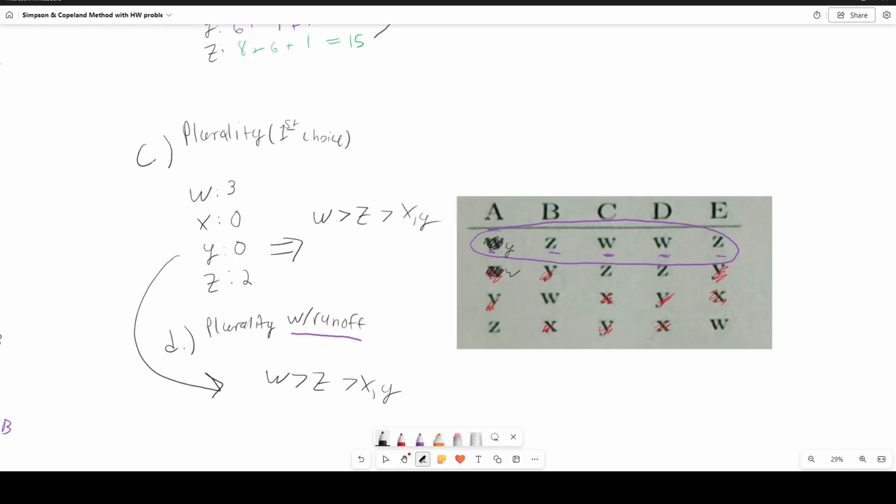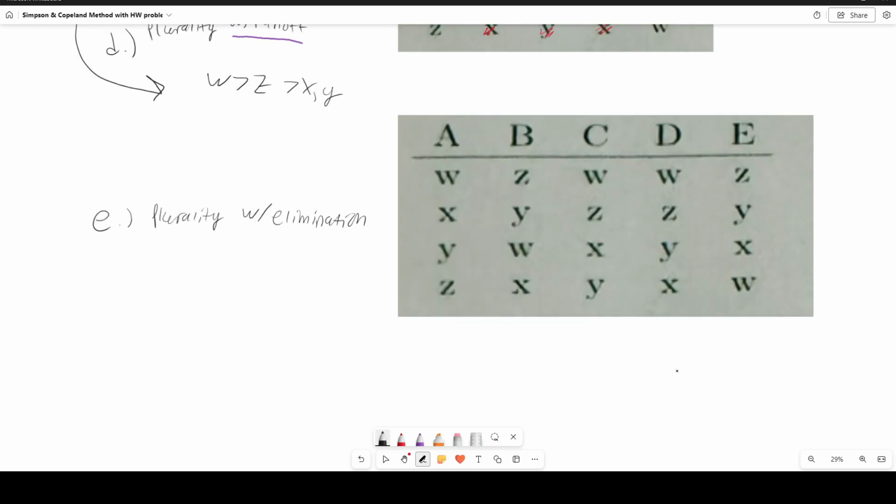So we would eliminate Y, and we would only look at the votes for the top 2 candidates, which is W and Z, and therefore we know that W would win. Part E is plurality with elimination.